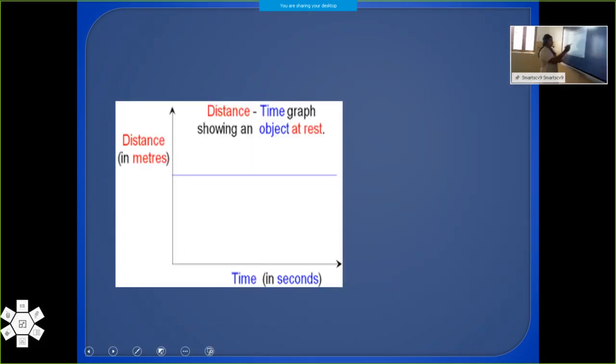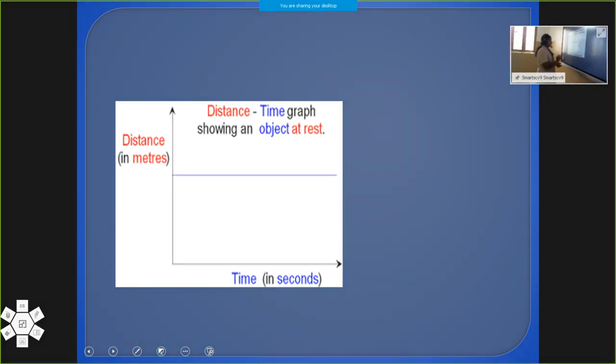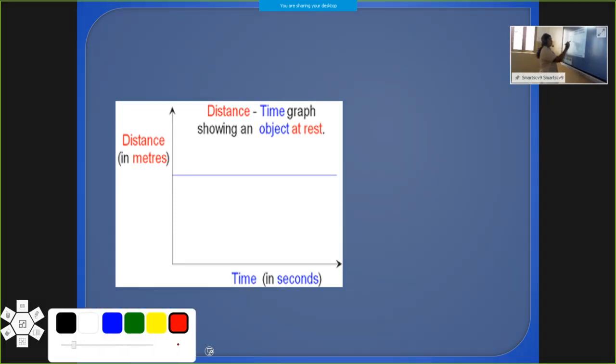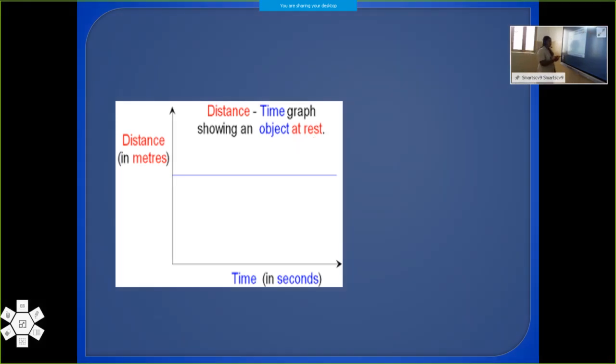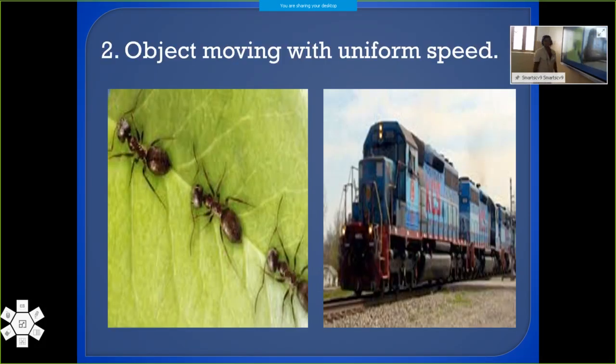So here, children, you have the distance-time graph showing an object at rest. You can see a straight line parallel to the time axis. So you have to say that the object is at rest. Clear? Okay. Then now we can move on to the second state of motion.